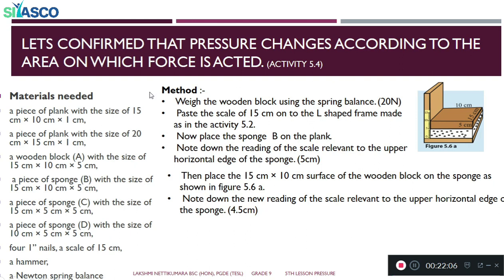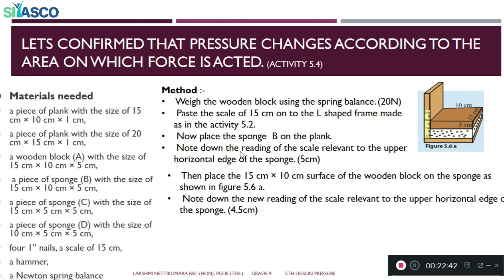As in activity 5.2, first you have to take these 2 planks and make this L-shaped structure and place the scale here. Then weigh the wooden block. I took it as 20 Newton. So here you remember that you have 3 different sponges but only 1 wooden block. Now the weight of the wooden block was taken as 20 Newton.